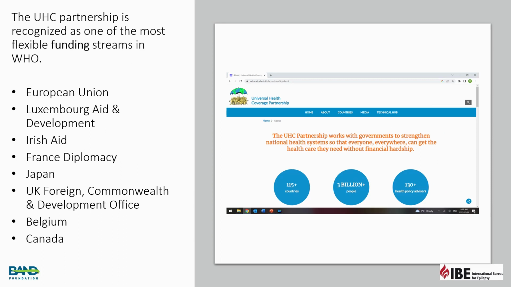The UHC partnership works with governments to strengthen national health systems so that everyone, everywhere, can get the health care they need without facing financial hardship. The UHC partnership is recognized as one of the most flexible funding streams in WHO. On this slide, you'll see some of the donor countries that provide funding to help other countries to implement UHC.